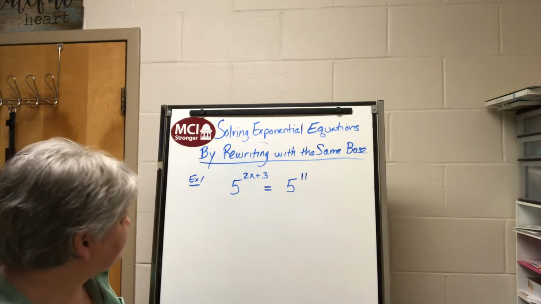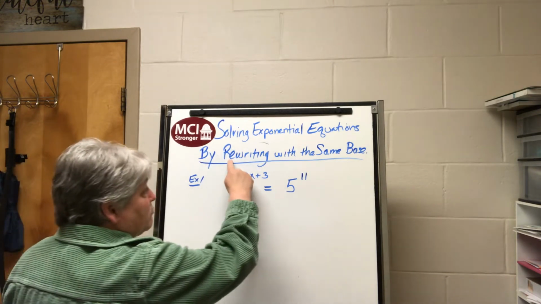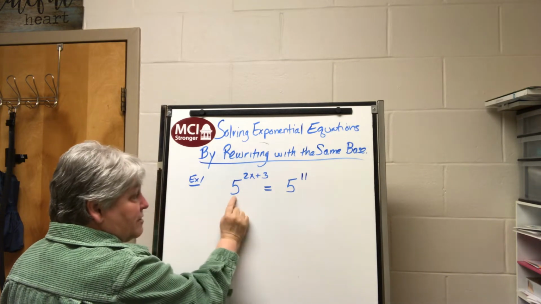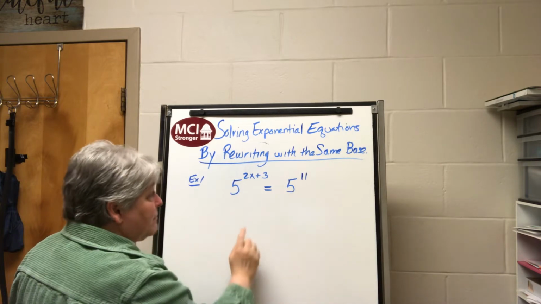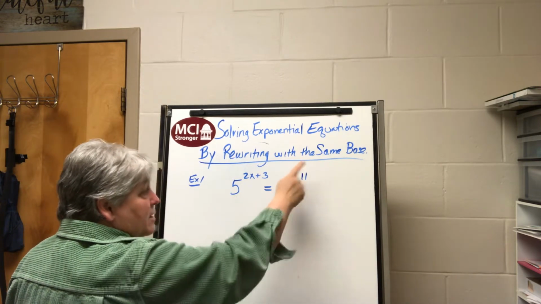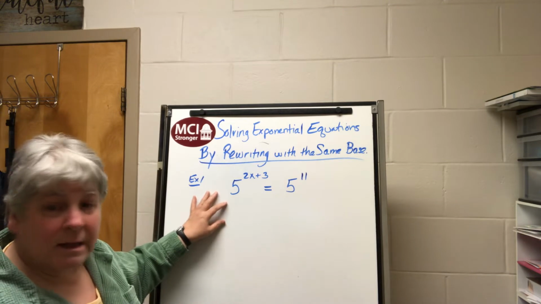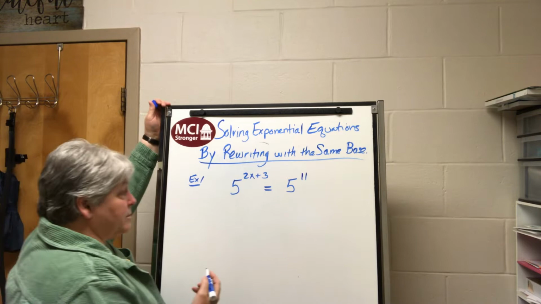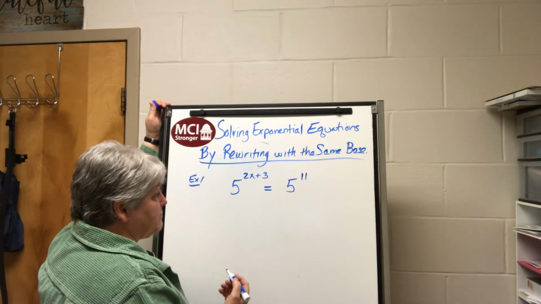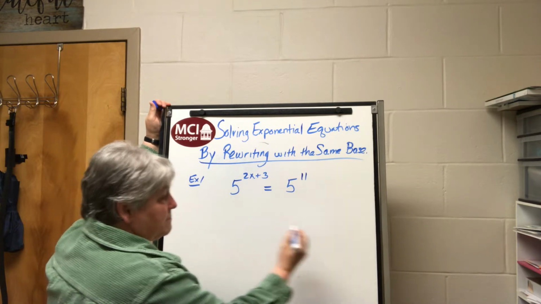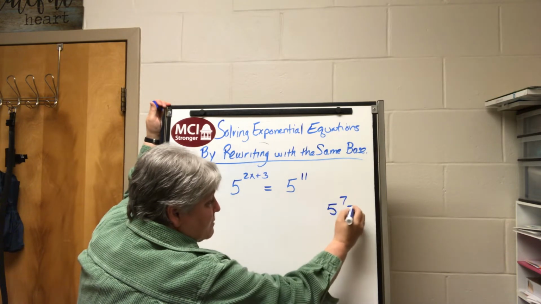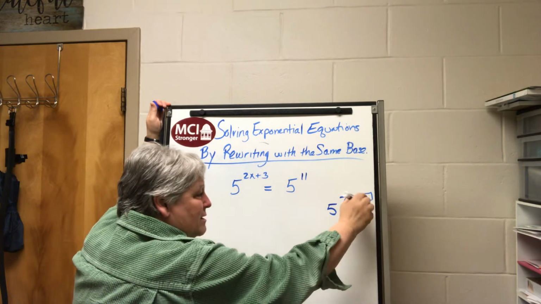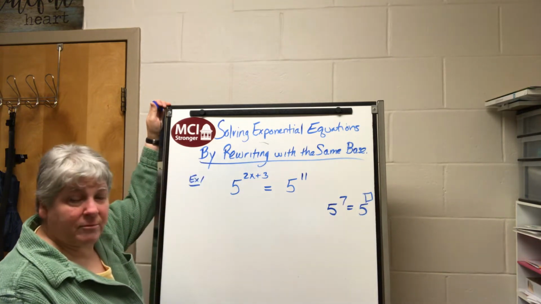So ironically, we aren't going to need to rewrite with the same base, because remember the base of an exponential is the thing being raised to a power, and they already have the same base. So here's a problem where the base was already made the same for you. So basically, if I said 5 to the 7th equals 5 to the what? What would have to go into that box in order to make it true?